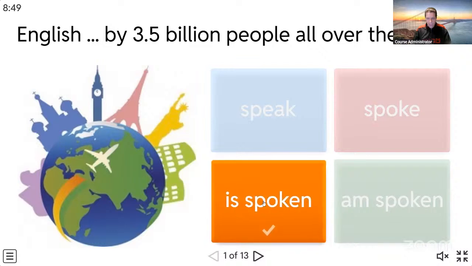And then we have the verb in the past participle form, okay? When I say past participle, I mean the verb as in speak, spoke, spoken. We always use the past participle, spoken in this case. So the object, verb to be, then the remaining part of the sentence, by 3.5 billion people all over the world. You will see the same form in all of these sentences: object, verb to be, plus the past participle verb form, okay?